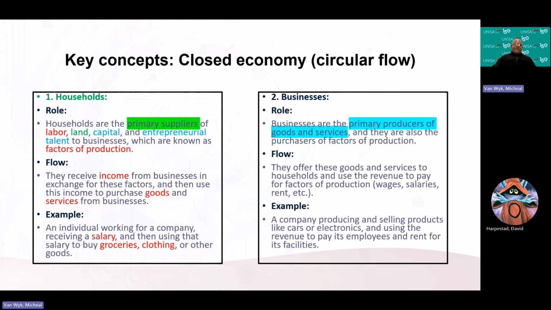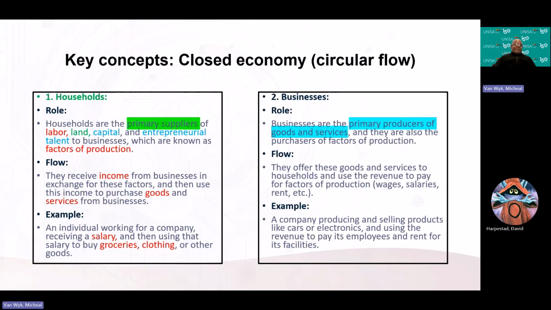We are in grade 11. You will deal in the first term with the factors of production, and by the way, you have possibly already done the factors of production in grade 9. Now, the household is very important in the closed economy, in the circular flow. They receive income from business. Why? Because they have supplied business with their labor and their skills, and business gives them an income.